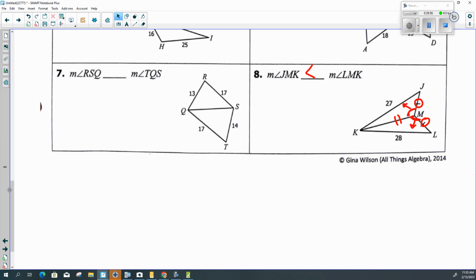Okay, I think the best way to see if this is sinking in is to let you work on your own. Please, on this worksheet, do the odds.